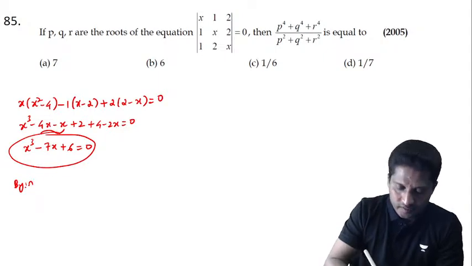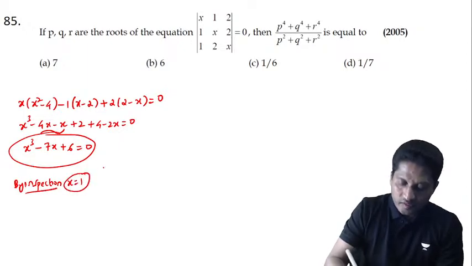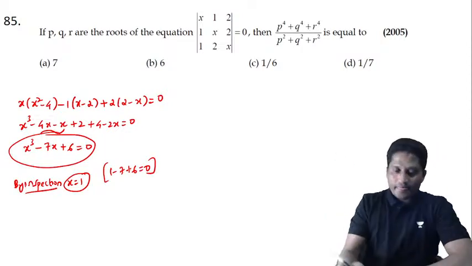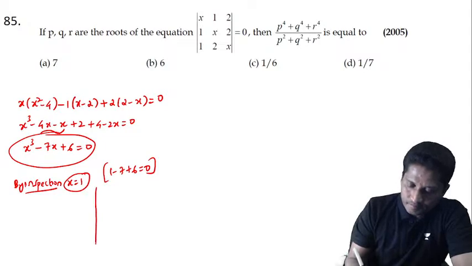Okay, by inspection, x is equal to 1. That is because 1 minus 7 plus 6 will be equal to 0. So the other roots should be found using synthetic division. Let me take it like this.